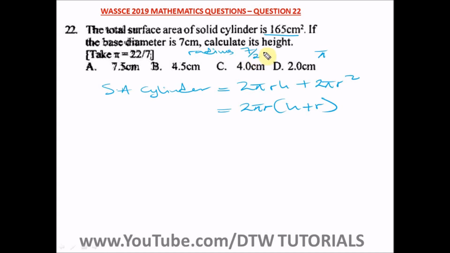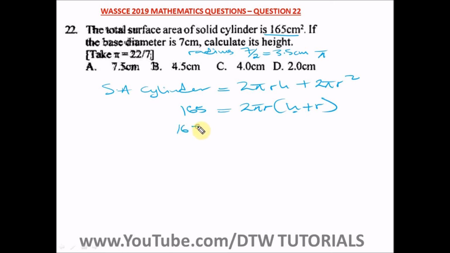If the diameter is 7, it means that our radius will be 7 divided by 2, which is 3.5 centimeters. So we have to look for h. That's what we're looking for. We know our total surface area is 165. So let us now solve.